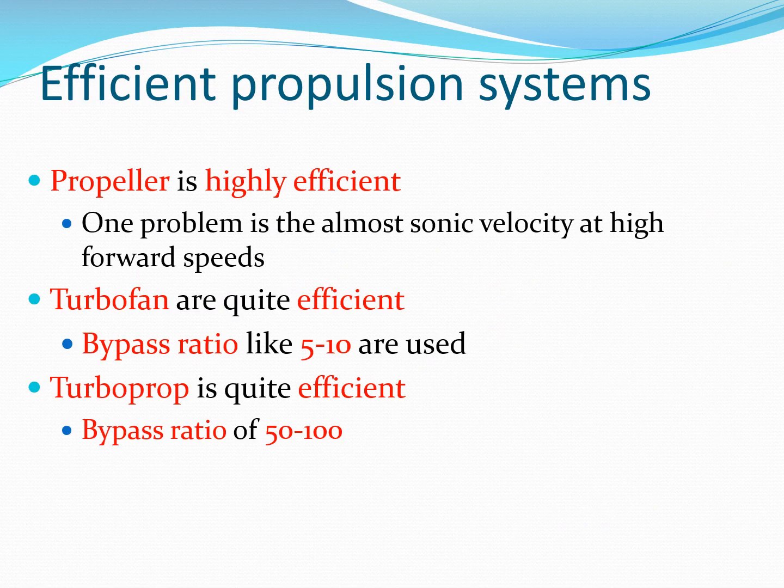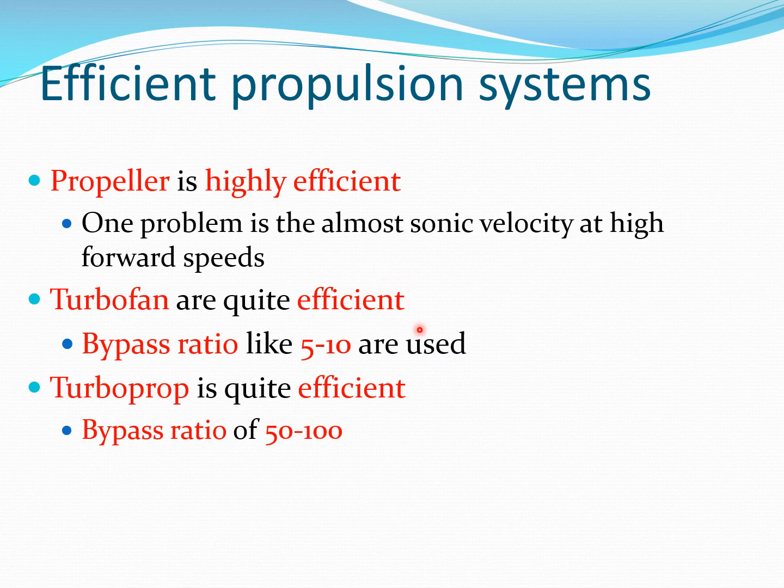So we can now make some comments about the different propulsion systems. We can say that the propeller is a highly efficient system. So now why is the propeller not used in all places? One of the problems is that the propeller wing tips or rotor tips encounter sonic velocity at high forward speed. So that actually limits some of their use.